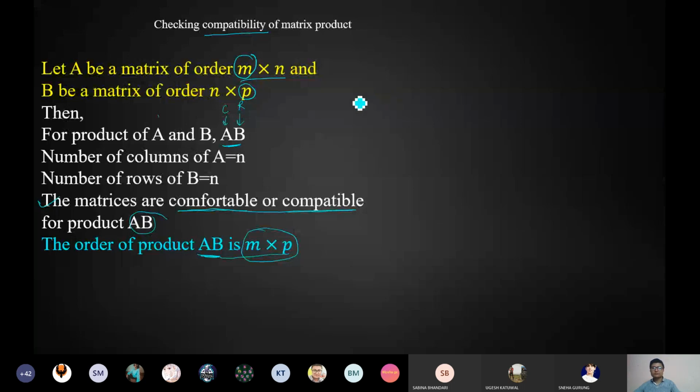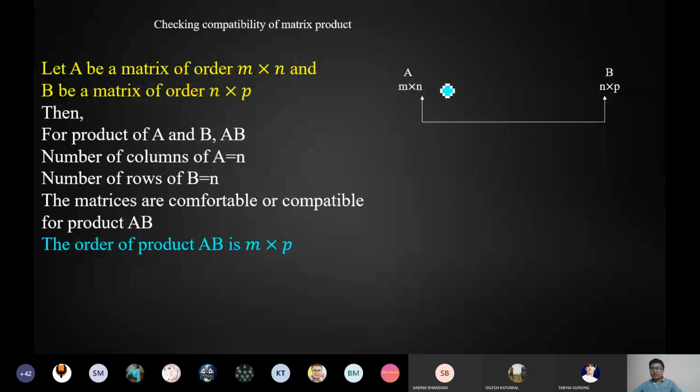I hope you copied it, guys. So let me explain it here. Here A has the order m cross n, or m by n, and B has order n by p, or you can say n cross p. See this n and n. This n in the first matrix is the number of columns of matrix A in its order.